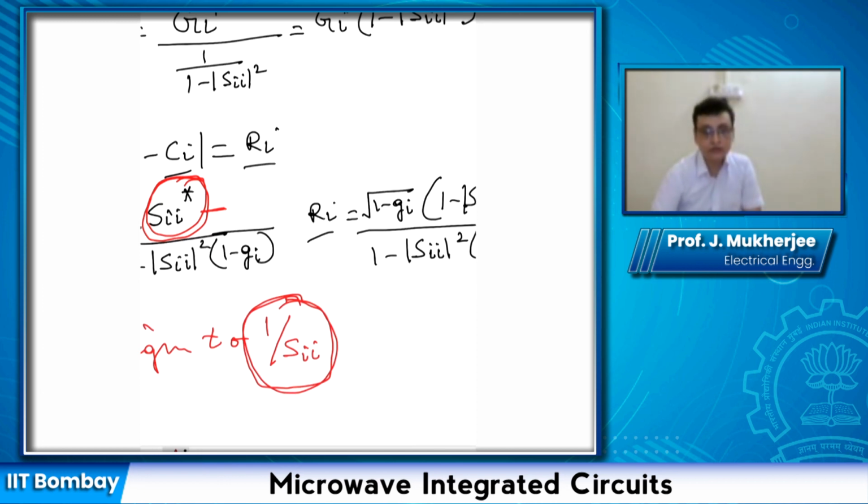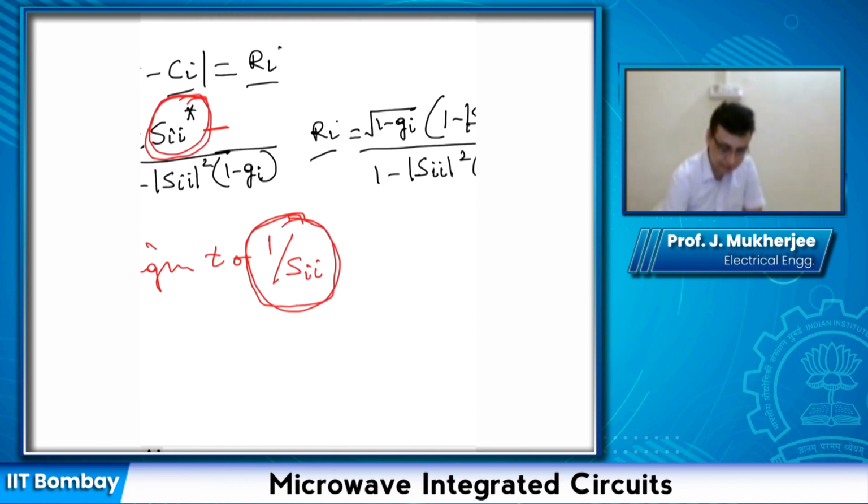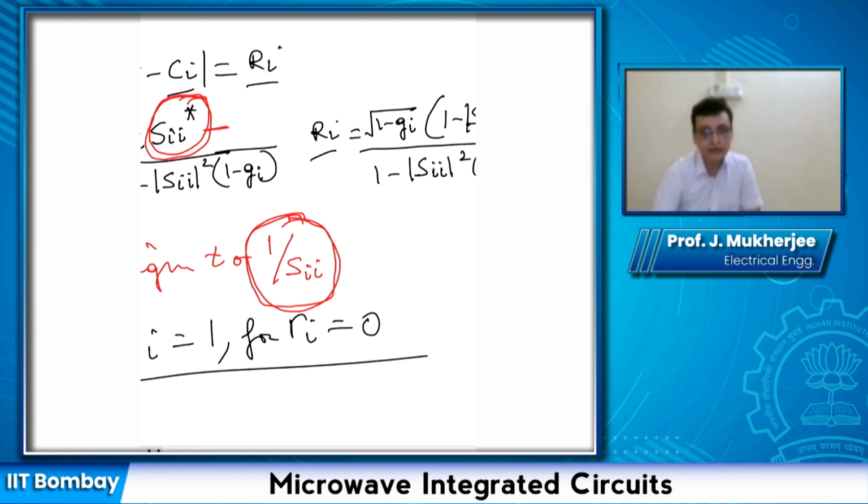So that's how you plot. Again, you might still have a point where gi is equal to 1. This happens for gamma I equal to 0. So this condition remains the same as that for the unconditionally stable case.